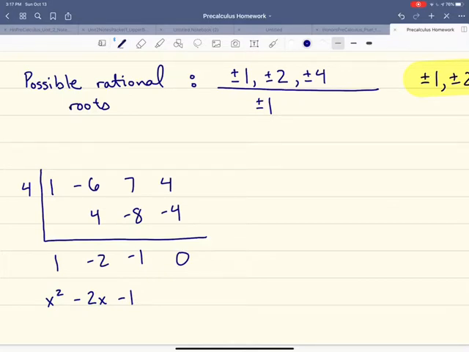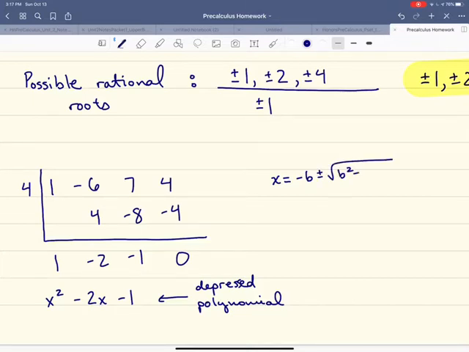So if we think about this for a little while, we see that we cannot factor this quadratic over the integers. So what that means is we want to use the quadratic formula. So I'm going to write out the quadratic formula for us. x equals -b plus or minus the square root of b squared minus 4ac all over 2a. And we have that b is -2.